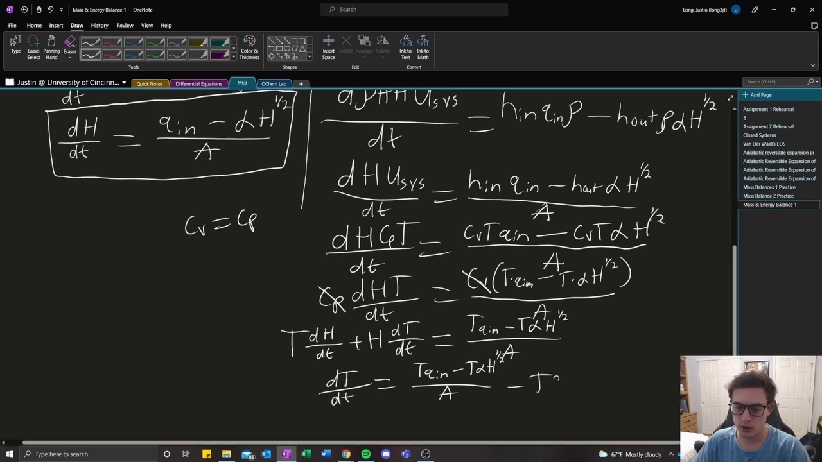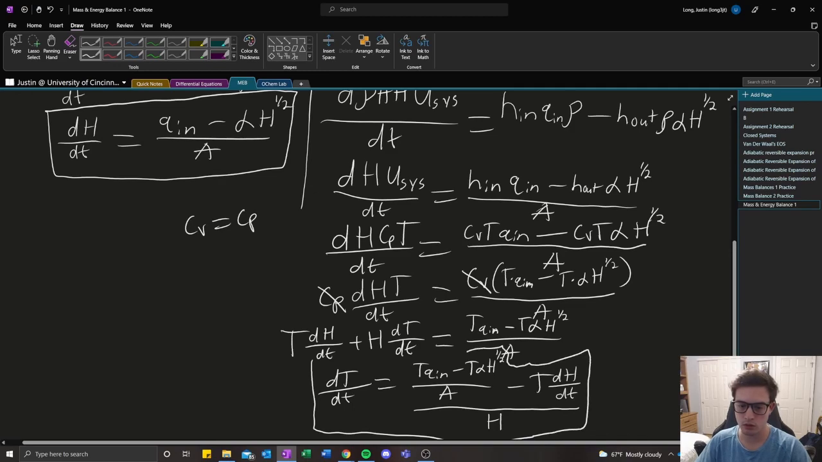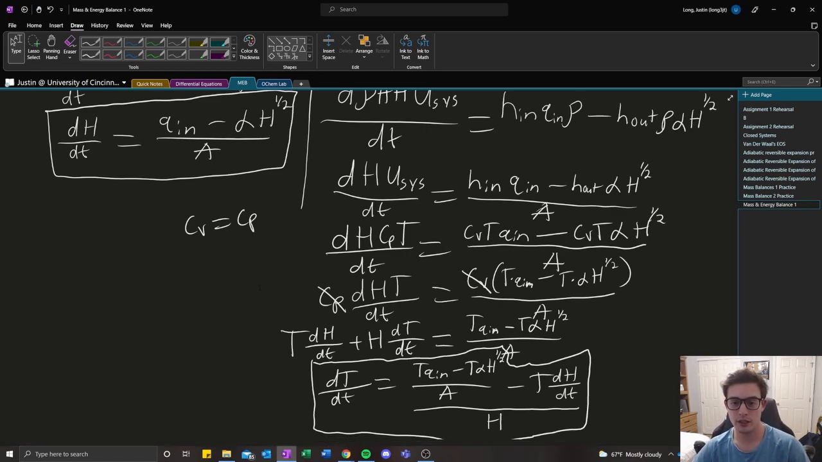Minus the temperature times the change in height with respect to time, and all of this over the height. And so now that we have this final equation, we are going to go ahead and use Python to generate a plot that will let us look at how the height changes with respect to time and how the temperature changes with respect to time. So I'm going to go do that now.